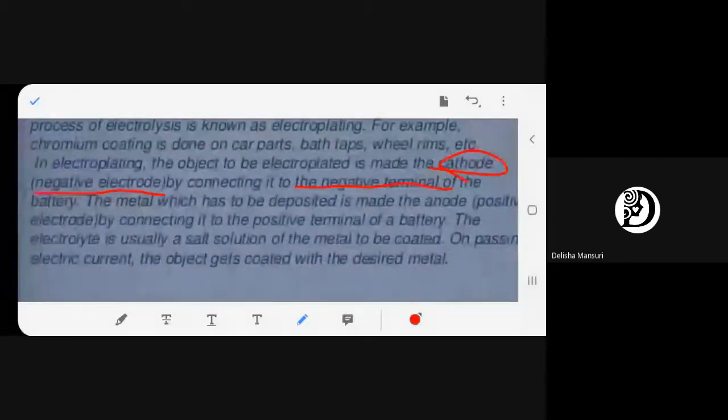Now, the metal which has to be deposited, where the deposition has to take place, that is made the anode, which is called the positive electrode. Is it clear? And it is connected to the positive terminal of the battery. And what is the electrolyte? You know that it is a salt solution of the metal which is to be coated. And when you pass the electricity, automatically the electroplating takes place. The metal starts getting deposited on the electrodes. Any problem with that?